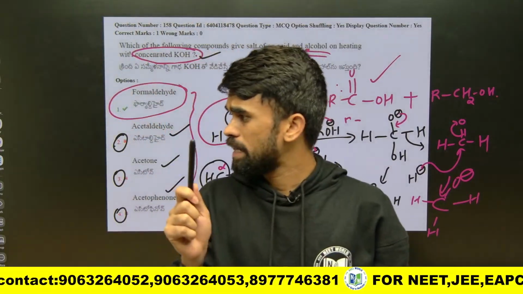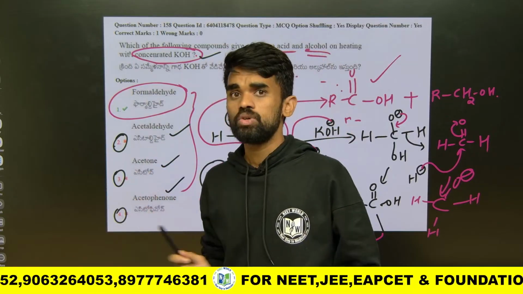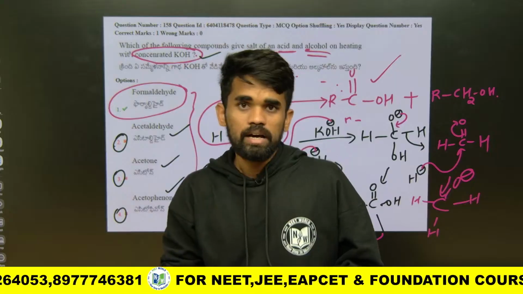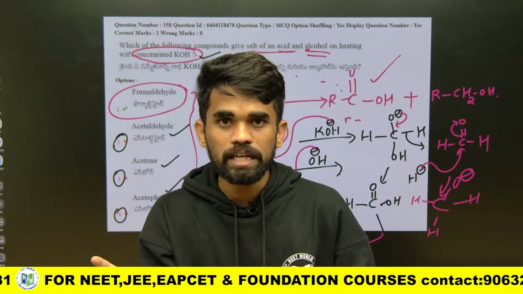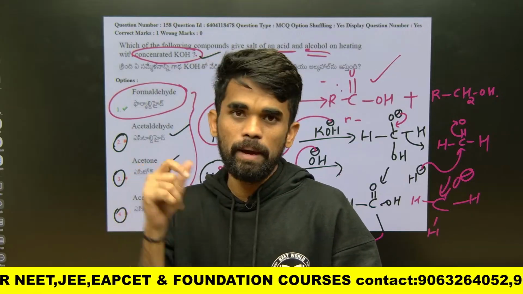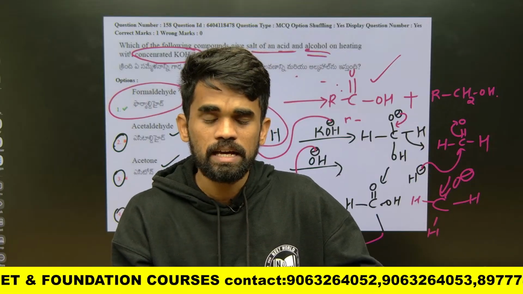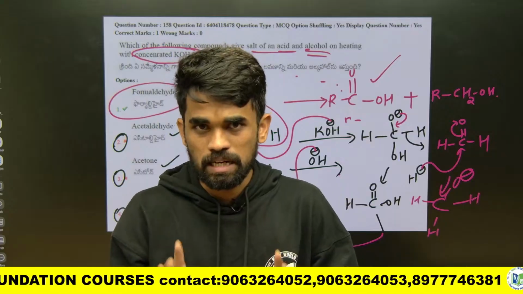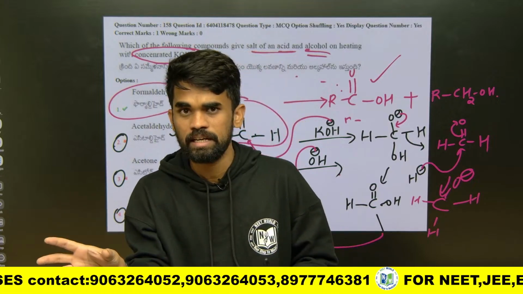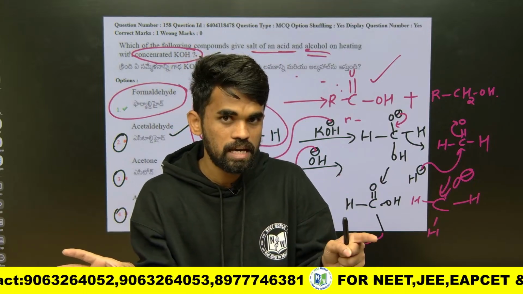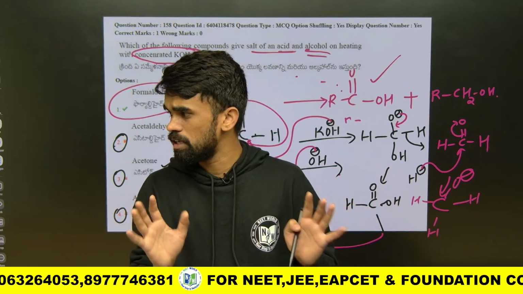Hope it is clear what exactly happens in the Cannizzaro reaction. When the Cannizzaro reaction takes place, the carbonyl compound should not contain alpha hydrogen. Upon treating with concentrated base, it gives one product as carboxylic acid or salt of carboxylic acid, and another one is alcohol. Whatever aldehyde or carbonyl compound we are considering, one mole will be converting into carboxylic acid and the other mole converting into alcohol. So these are the two things happening in this particular reaction.